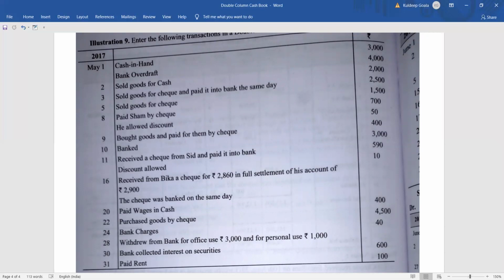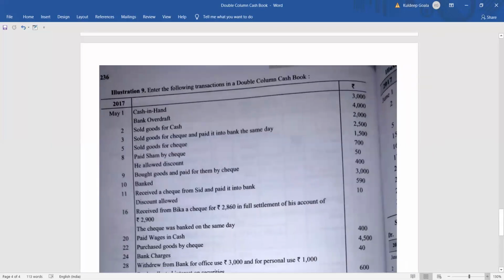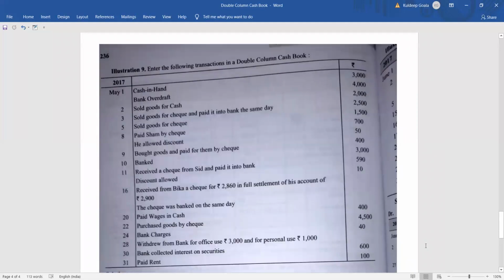And in the next part, just a minute. Yeah, this will be good for your screenshot. You can take a screenshot of this. It will be homework. And in the next question, we are going to see the remaining part of the double column cash book, that is the cash book with cash and discount column. Okay, in the next video we'll see that.